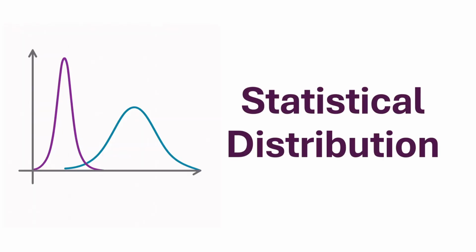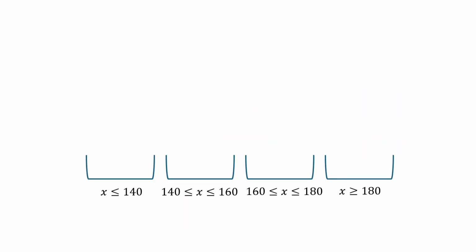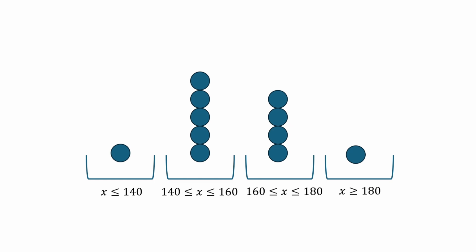In this video, we're going to look at one of the most fundamental concepts in statistics, the statistical distribution. Distributions describe the way our data are spread out, and they are the foundation of data analysis. Imagine we measure the heights of many people. We measure each person's height and place each number into an interval or bin. When we put many measurements into these bins, we get a histogram.